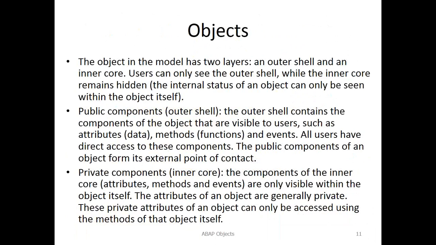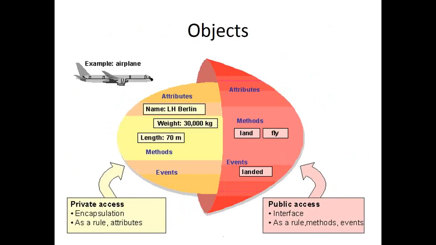Now an object has two layers, public and private. The public outer shell is public. Public can be accessed from any method or anywhere in the scope of the program. Private access is called encapsulation. Private access can be done by the methods of the class. Methods of the class can access the private members.